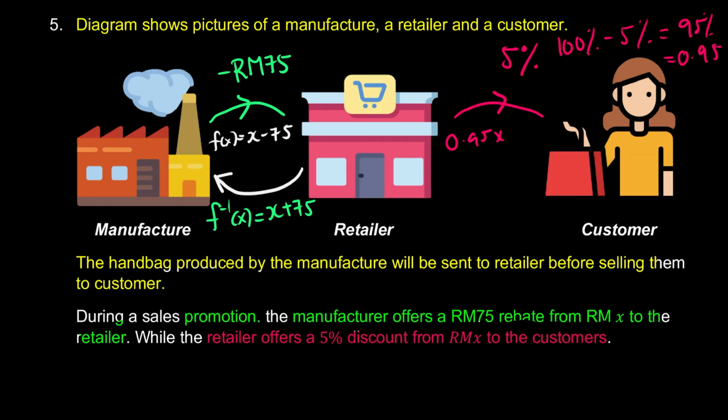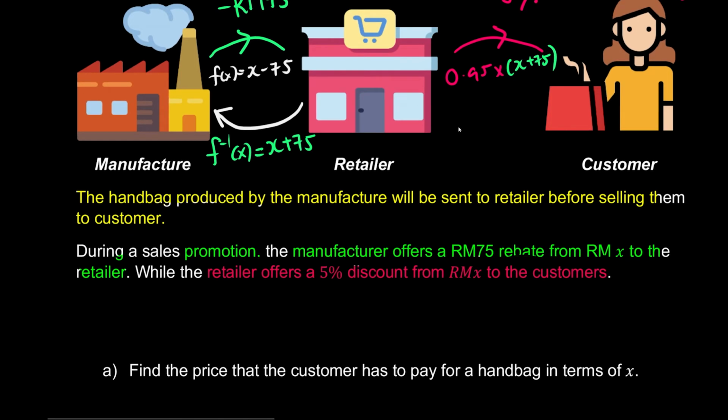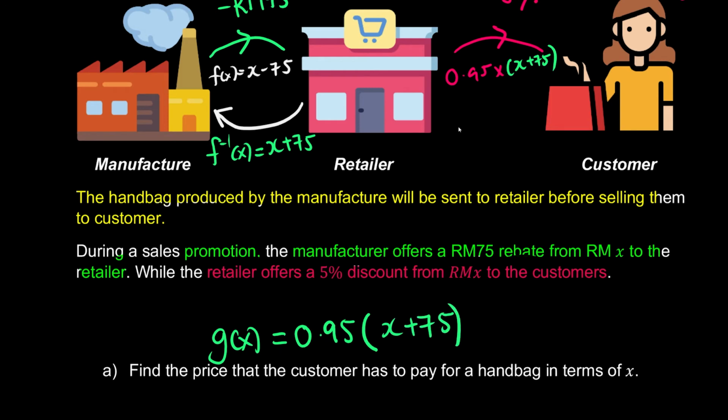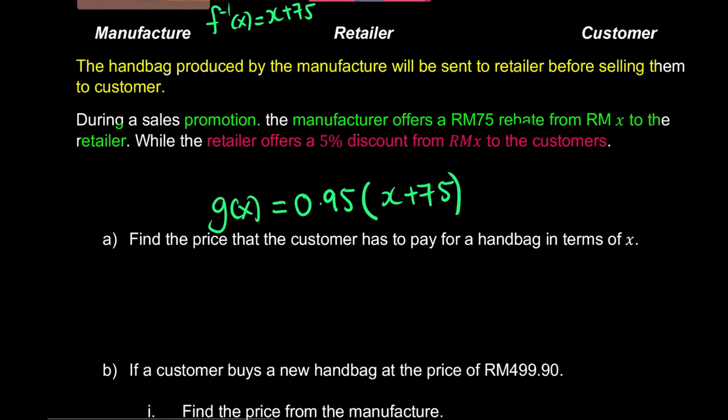75 ringgit. So after we get the 75 ringgit, then only we have the 5% rebate as an end customer. So we can say that we times x plus 75. So our function is basically, let's say we call this one g(x), and we can say that this is just 0.95 times (x plus 75). We go for B now.